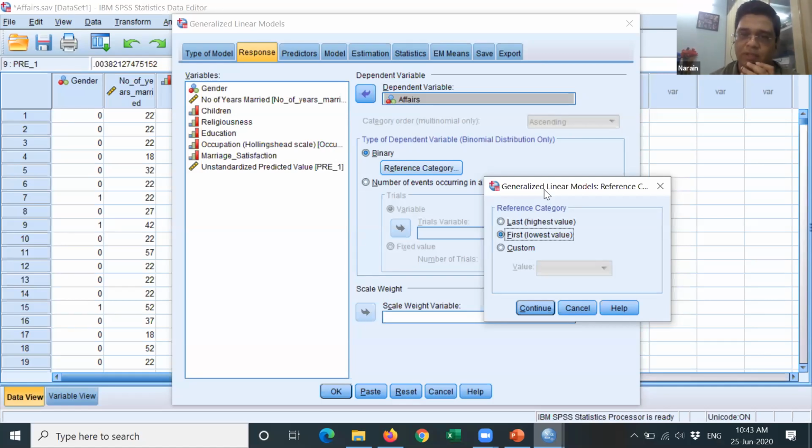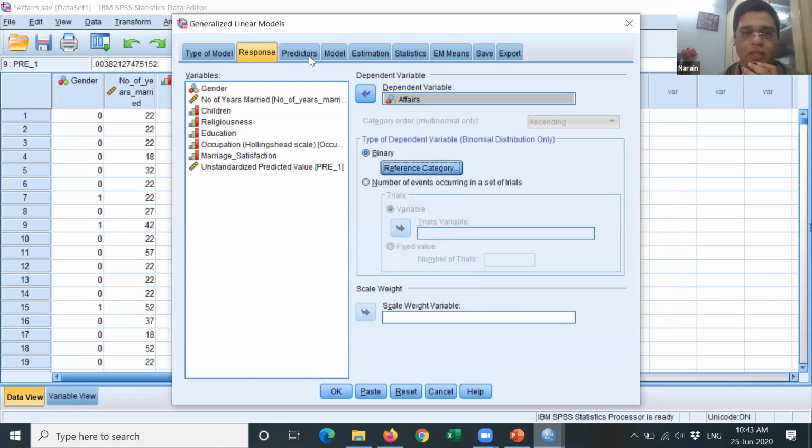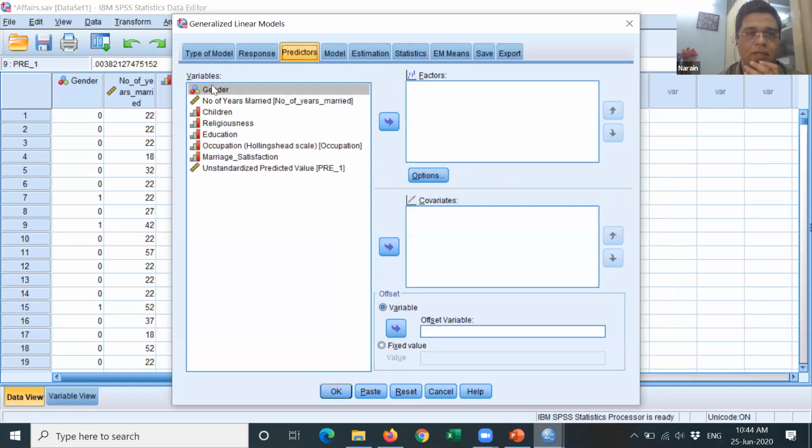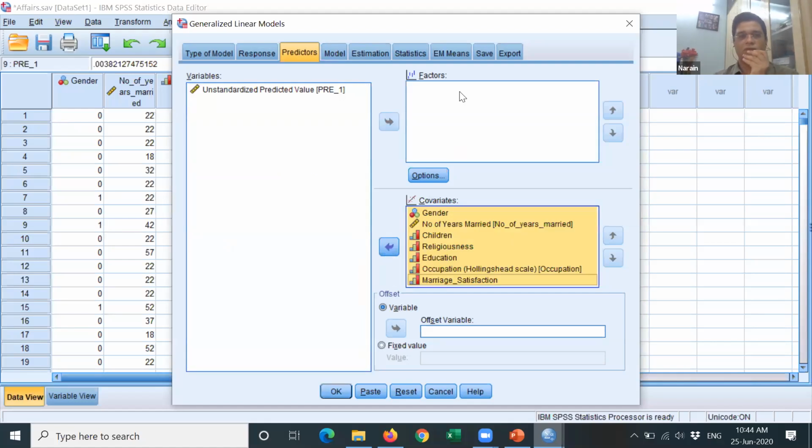So my base case, my benchmark, my reference category becomes the zero category, where the person is not having an affair, and then what are the factors which lead the person to an affair. And again, continue here. Then I go for predictors, and in this case I take all other variables, select them and move them into covariates, except the predicted value from the linear regression model. That I'm not putting into my variables.